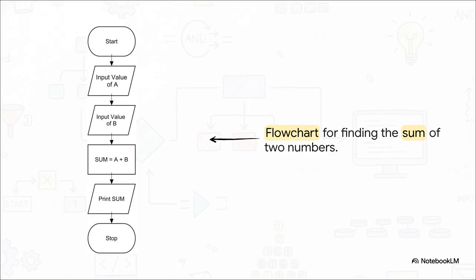Check out this flow. We start with our oval. Then, we use a parallelogram to input the value of A and another one to input B. Next, the flow drops into a rectangle for processing, where we assign sum equals A plus B. Then we bounce back to a parallelogram to output or print that sum. Finally, an oval to stop the whole thing. It's sequential, it's highly visual, and every shape perfectly matches its function.